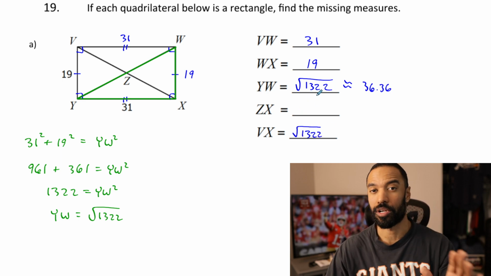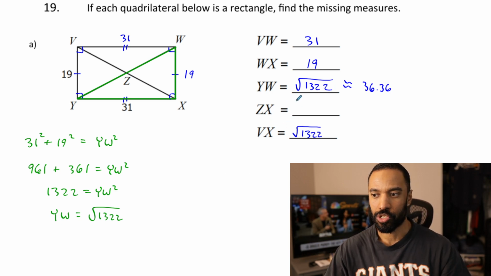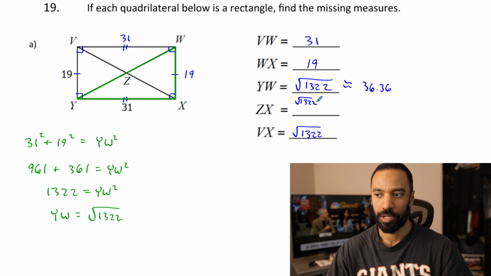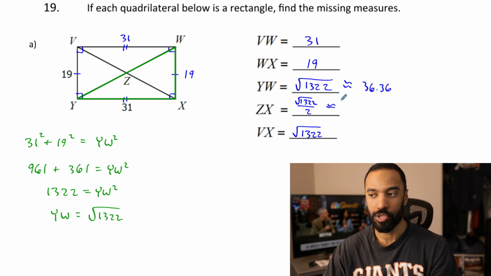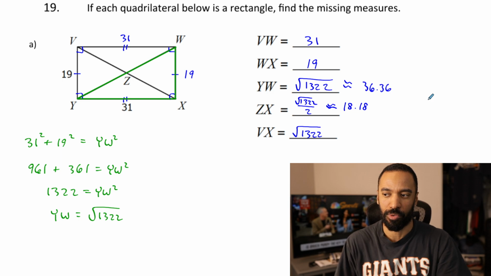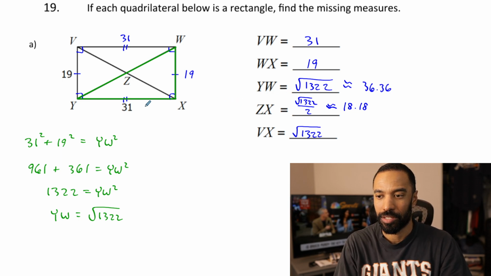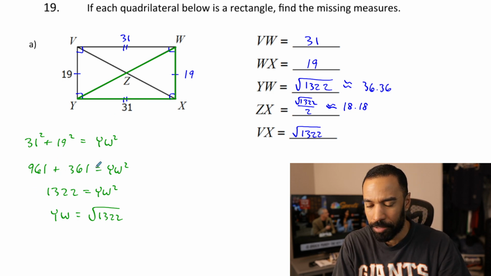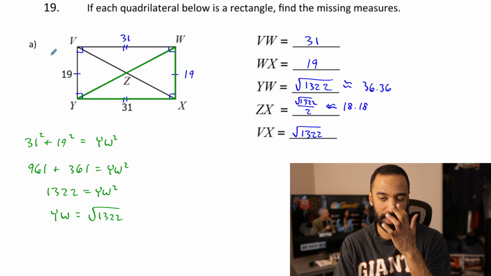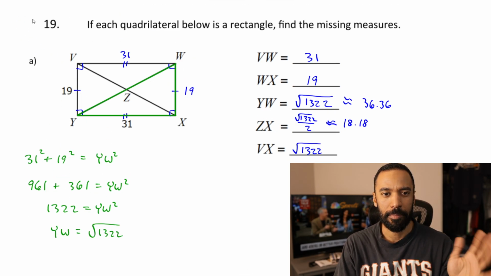Their diagonals are congruent in a rectangle. ZX would be half of VX. So root 1322 over 2, which, if I go off rounded, normally you don't round early and then calculate, but this will still round to about 18.18. So that's the answer I'm going with, assuming I didn't make any mistakes on my 19 squared. I don't think I did. That's just how it's set up. That's part A. Part B must be the next page.